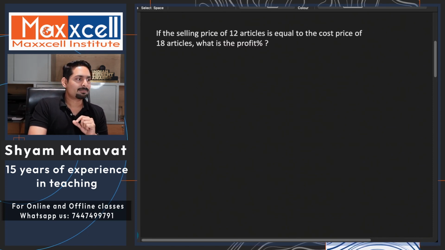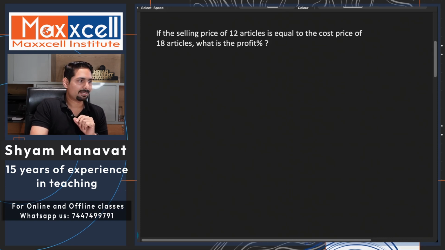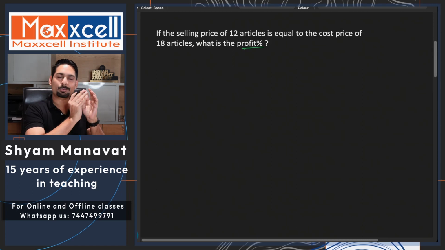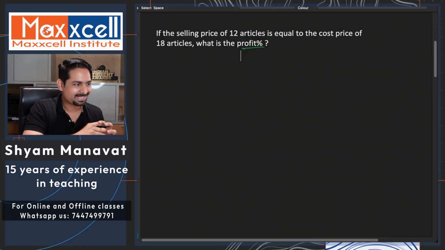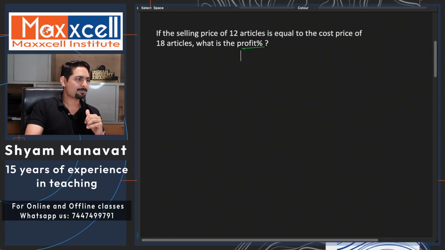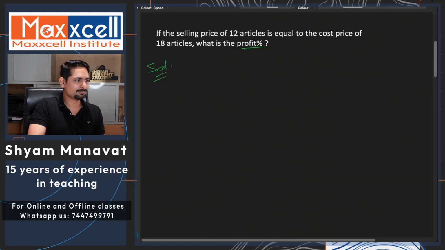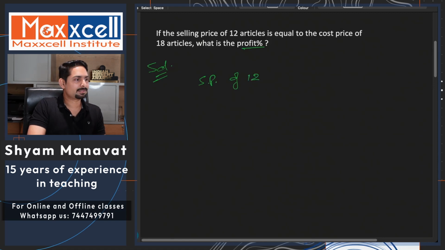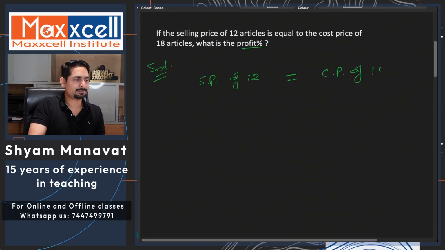It says if the selling price of 12 articles is equal to the cost price of 18 articles, then find the profit percentage. The question itself says there is a profit, but many times they will ask you to find whether there is a profit or loss. Solution: the selling price of 12 articles is equal to the cost price of 18 articles.